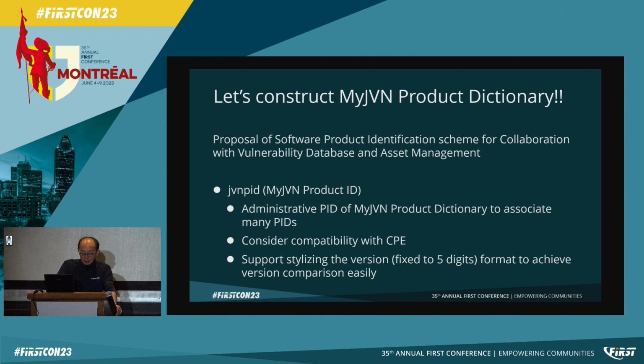Secondly, compatibility with CPE. The MyJVN Product ID, JVN PID, is designed to be compatible with the CPE standard. Number three, the enhanced version styling. The MyJVN Product ID introduces a standardized version styling format, which fixes the version format at 5 digits. This format is specifically tailored to facilitate accurate version comparison.